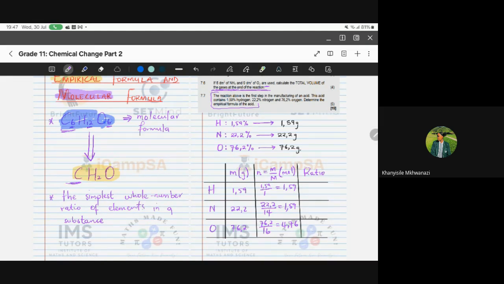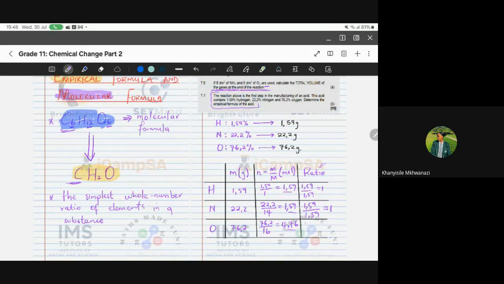What you do in the ratio, this section, you want to find the ratio of all of these. So you take the smallest number always and divide every answer that you got here. So what's the smallest number? It's 1.59. So you divide this one by 1.59. This will obviously give you a 1. 1.59 divided by 1.59 again would give you a 1 still.